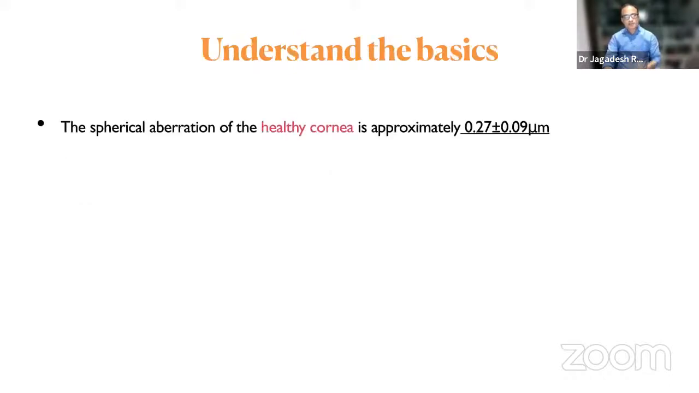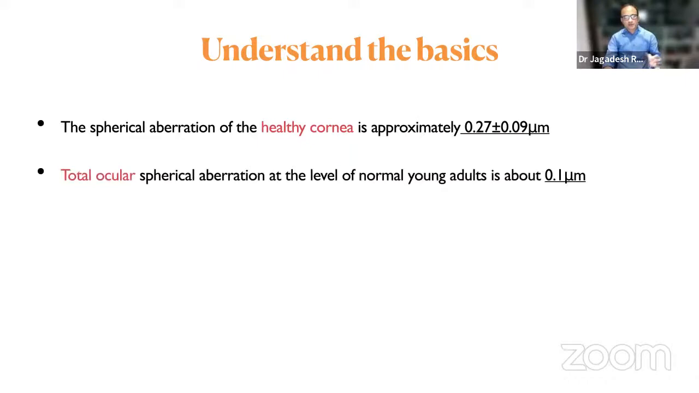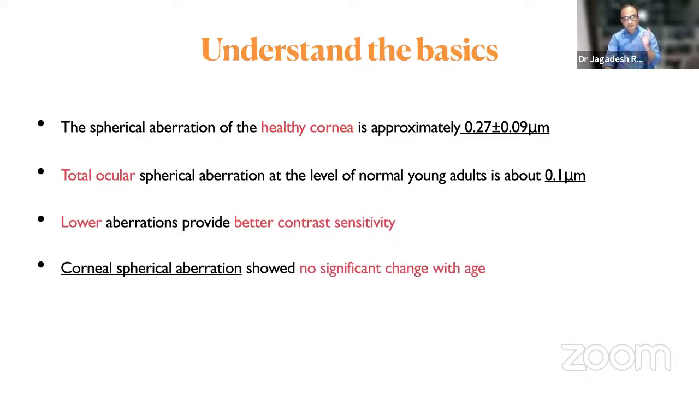Let's look at a few basics. The spherical aberration of the healthy cornea is approximately 0.27 microns. And if you look at the total ocular aberrations, it would be about 0.1 microns. Lower aberrations provide better contrast sensitivity, and it is very important to understand that corneal spherical aberration would not change with age over a period of time, and it's the lens that changes.